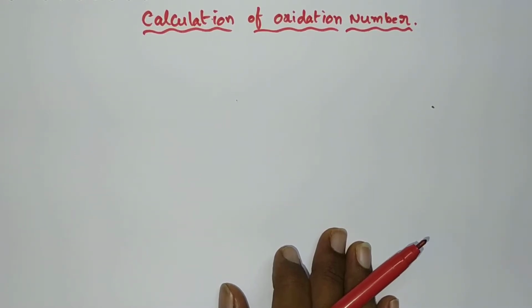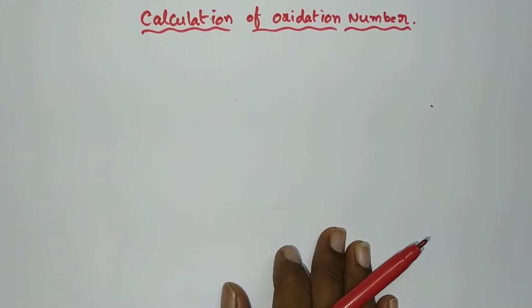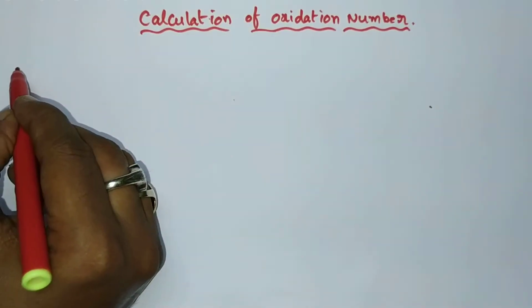Hi students, today we are going to discuss how the oxidation state is calculated by using some tricks. In the previous video we discussed the rules used to calculate the oxidation state of an element, and some examples. Now let us discuss some more examples to calculate the oxidation state.